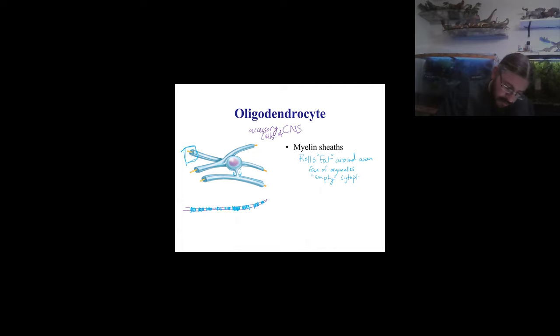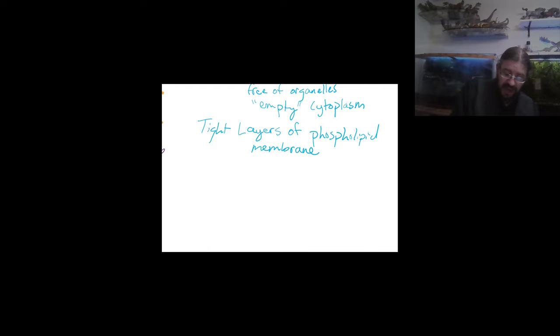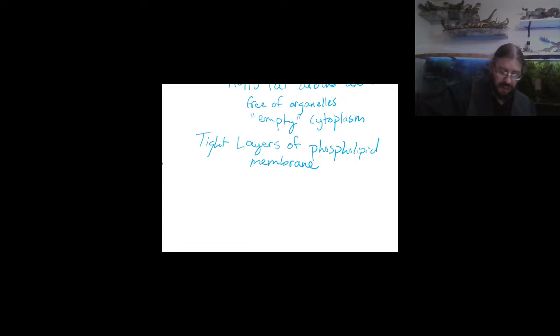And so the main portion in this area is literally just layers of the phospholipid membrane. And so we have these tight layers of phospholipid membrane with little to no organelles. It's basically empty cytoplasm. And amazingly enough, right there in the name, lipid, the phospholipid.